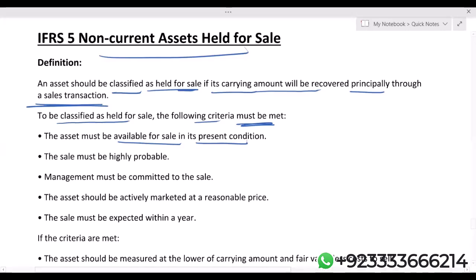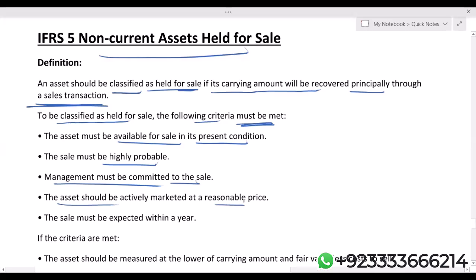Another point is that the sale must be highly probable, meaning after applying IFRS 5, the asset should be sold within 12 months. Management must be committed to the sale. Your management should carry out actions, and those actions should show the commitment of the management that your company really wants to sell the asset. The asset should be actively marketed at a reasonable price.